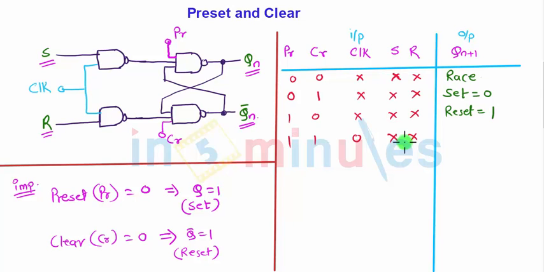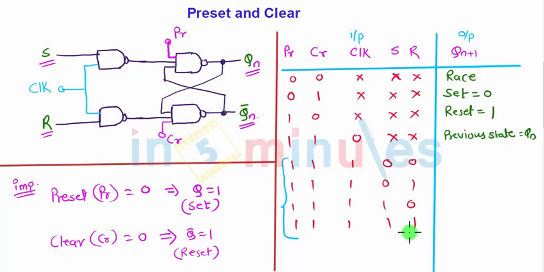In this case, suppose preset and clear are both kept at logic high level and the clock pulse is absent. Irrespective of the inputs, this whole circuit will work as a memory cell, hence it will show the previous state, that is nothing but Qn. So this is termed the previous state. Again, in the next 4 conditions, we keep preset and clear continuously at 1 and the clock pulse is present. These 4 conditions are the combinations of S and R: 0 0, 0 1, 1 0, 1 1.